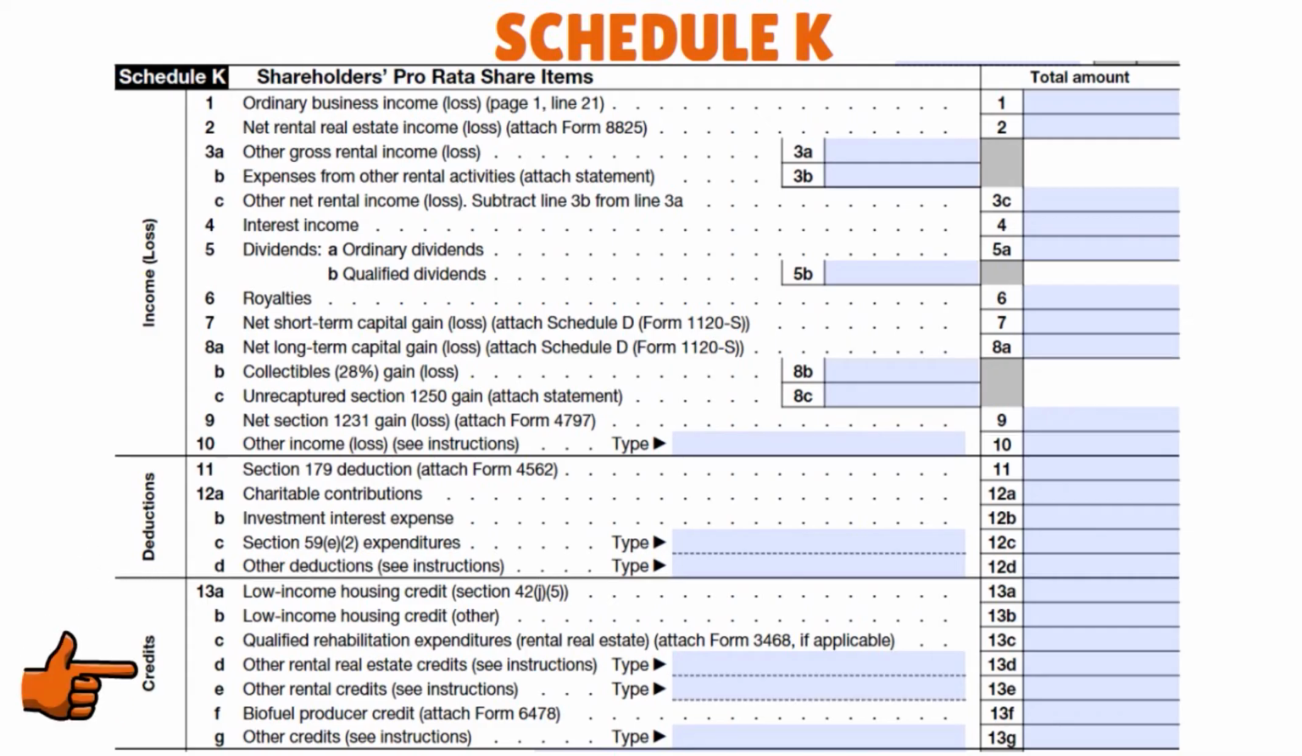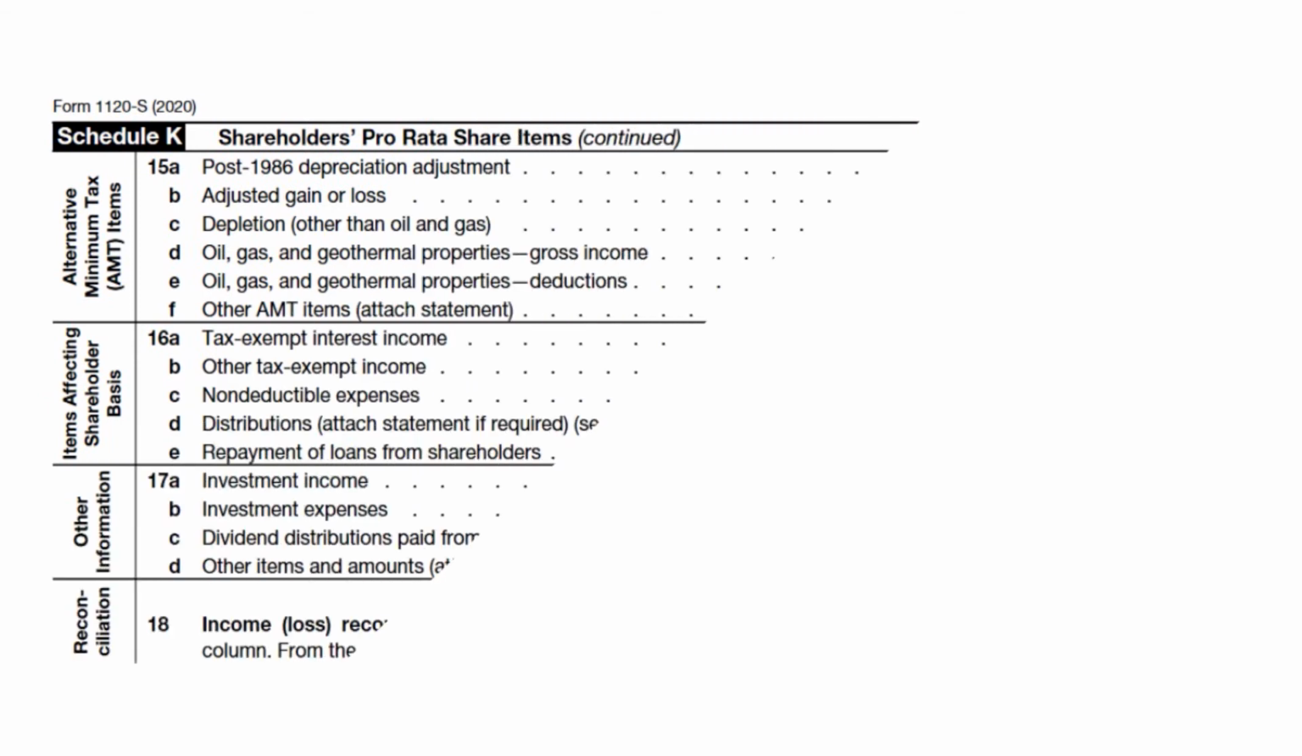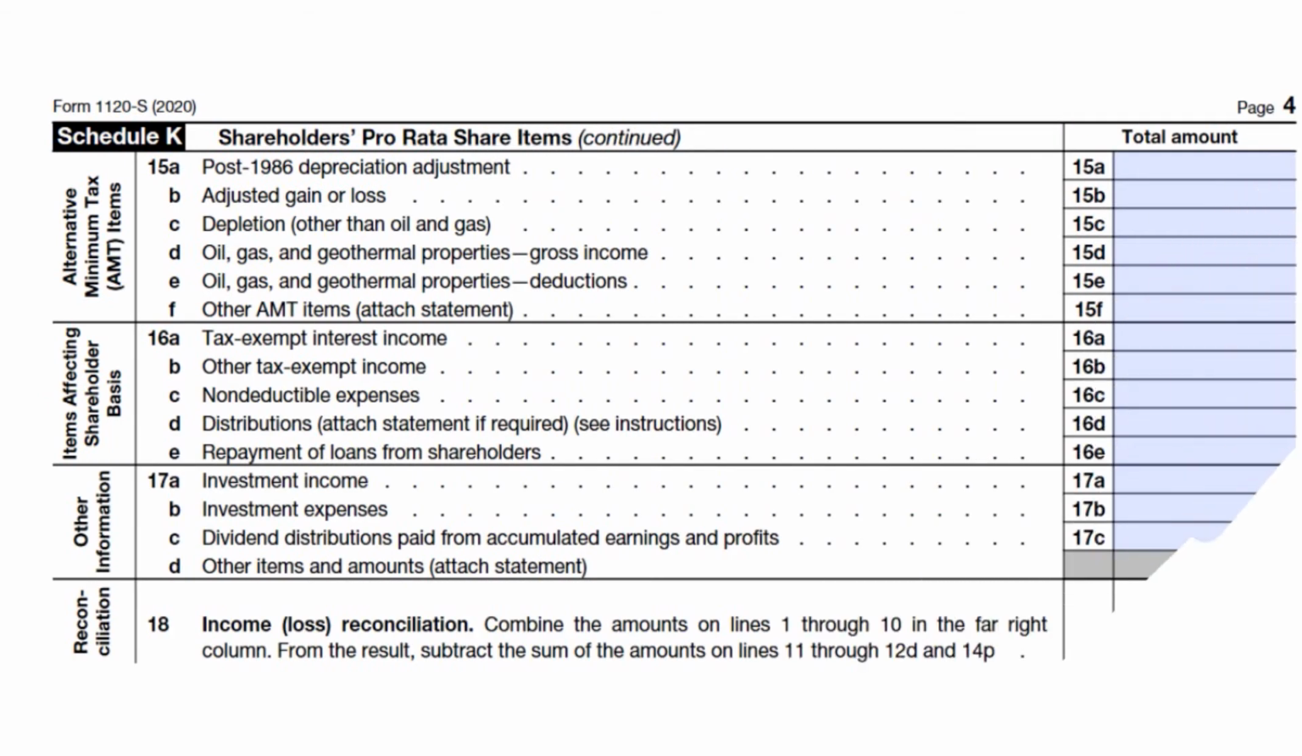Now you move on to the credits. Whatever applies to your business, put it here, from line 13A all the way to 13G. Then the last part is where you put all the information about foreign transactions, if those are applicable to you. We continue here with Schedule K, which goes on from 15A. Line 15, A through F, is about the AMT. And 16A through 16E covers items affecting shareholder basis, other information, and reconciliation, if that's applicable to you.